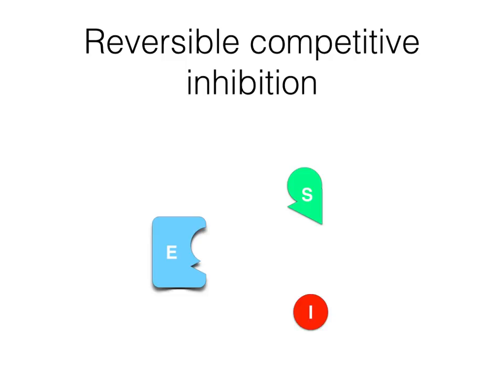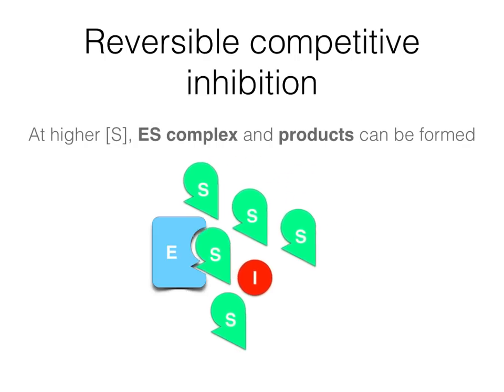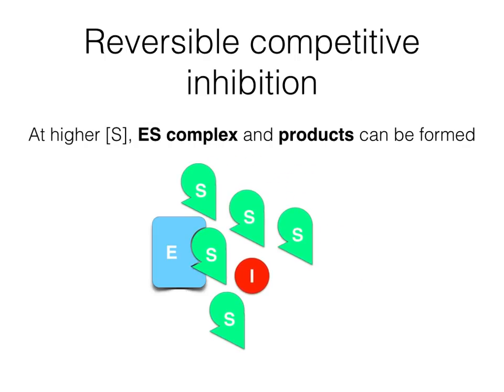Let's take a look at this example. Let's say the substrate and inhibitor have equal affinity for the active site. Who has a greater chance of binding? That would be equal. But if we increase the amount of substrate, there's a greater chance of forming the ES complex and products can be formed, rendering the inhibitor insignificant.